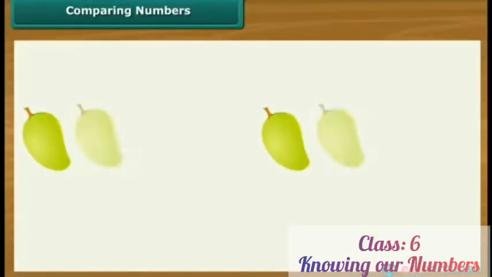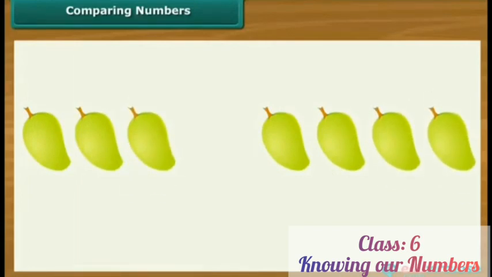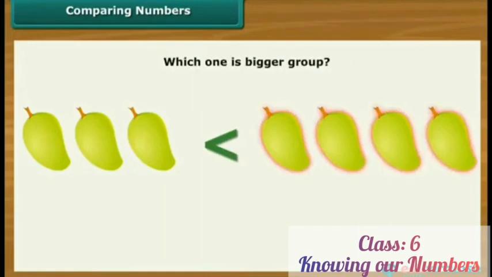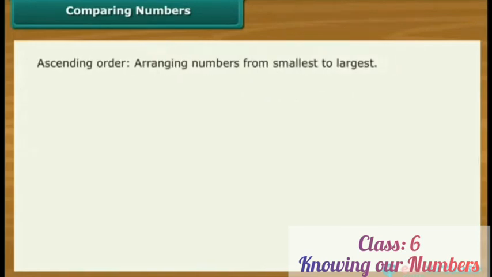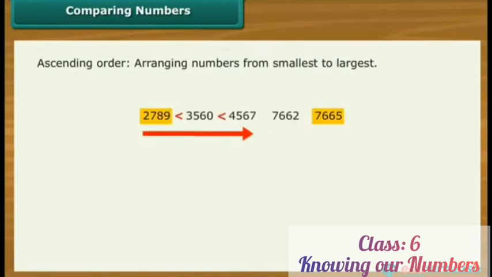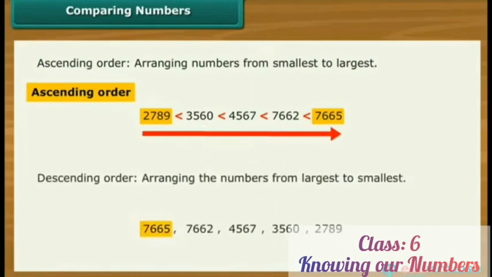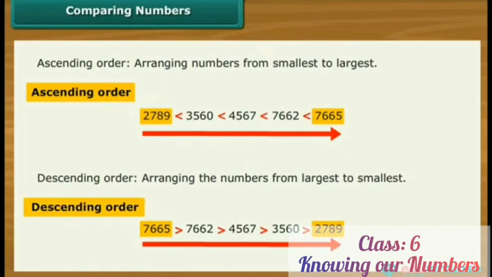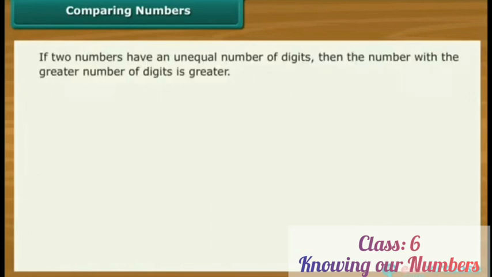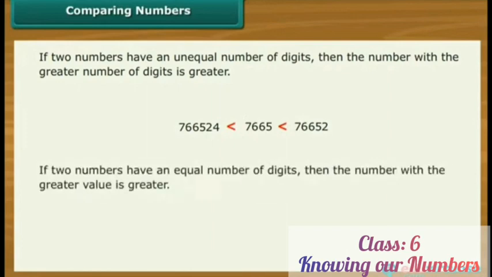Comparing numbers. A collection or group of numbers can be compared with each other. On comparing the numbers, we can tell which group is larger. The arrangement of numbers from smallest to largest is called ascending order. The arrangement of numbers from the largest to the smallest is called descending order. If two numbers have an unequal number of digits, then the number with the greater number of digits is greater. If two numbers have an equal number of digits, then the number with the greater value is greater.